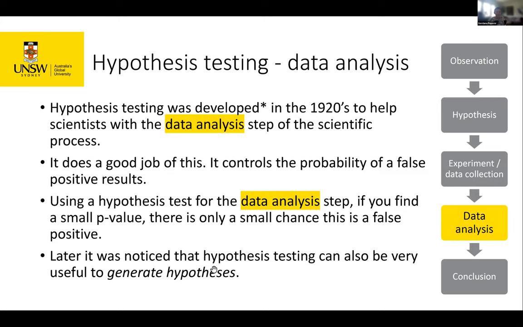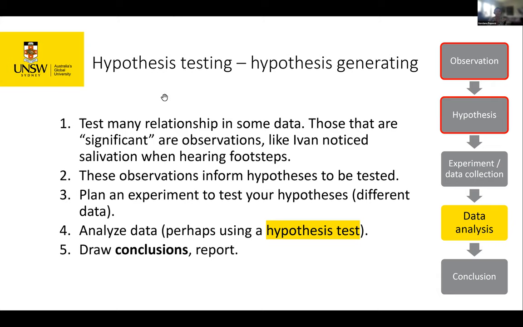Well, to generate hypotheses using hypothesis testing, what you might do is test lots of relationships in some data. So is A correlated with B? Is C correlated with D? Is there an effect of X on Y? Test a bunch of things and then see what's significant. Those things that are significant are now your observations. Like Ivan noticed the salivation and the footsteps, you have noticed a correlation in your data. So those are now your observations.